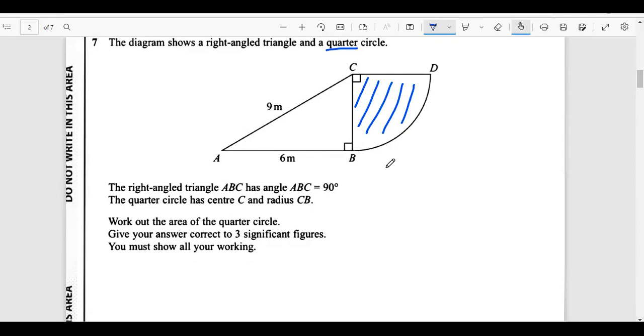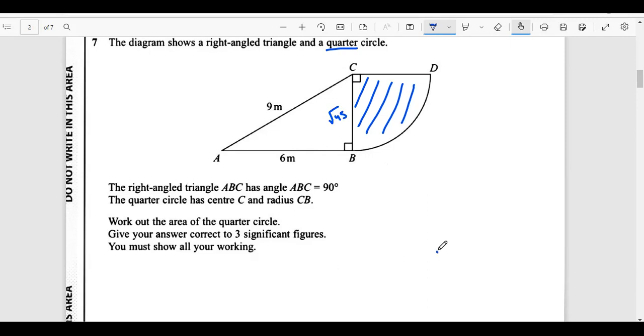So you can just do Pythagoras to find the shared line. So you do 9 squared minus 6 squared, and then you square root. So it's root 45 is the shared line, or 6.708. And then you do 90 over 360 times pi times answer squared. Very good. Is the answer 35.3?